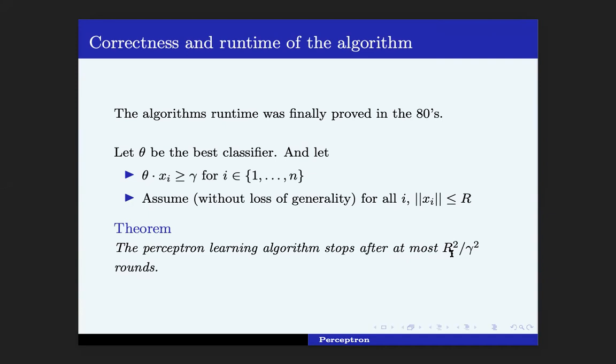What happens? So consider the dot product. I have this theta that keeps on changing, right? So theta k is basically the vector.